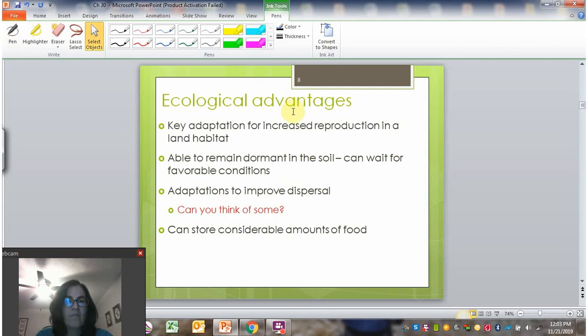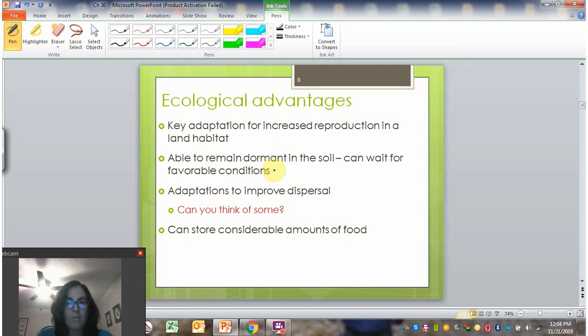So there are a lot of advantages to the life cycle of seed plants. Really the big thing is that they can have increased reproduction. So there's always this drive in evolution towards increased reproduction. The sperm can get to the egg without water. So right there, that's easier for the sperm to get to the egg.